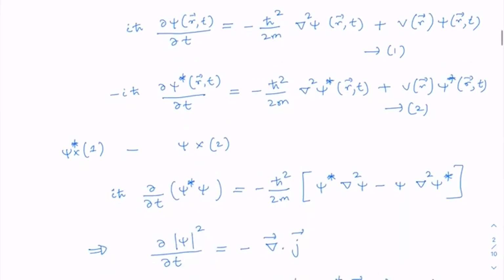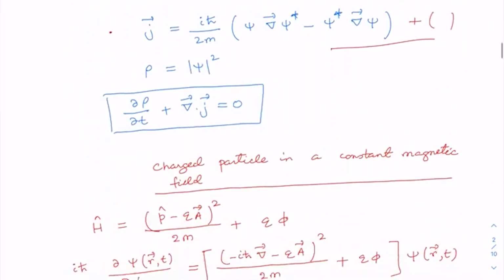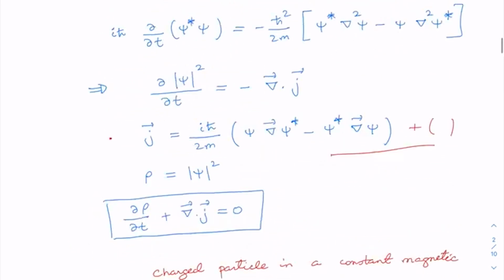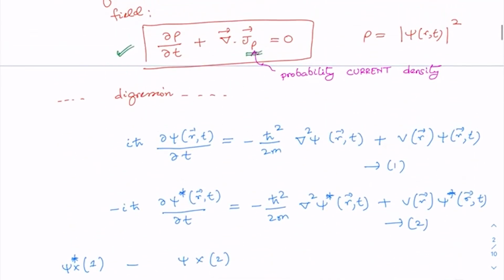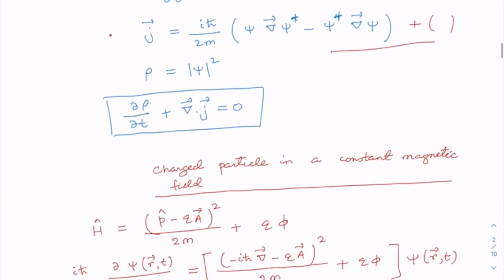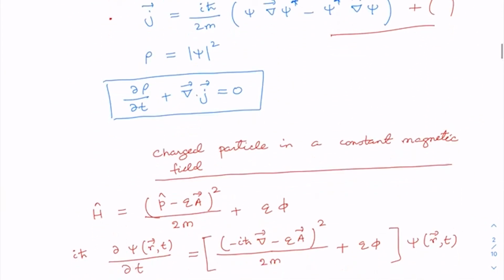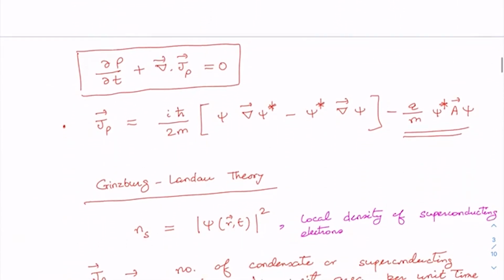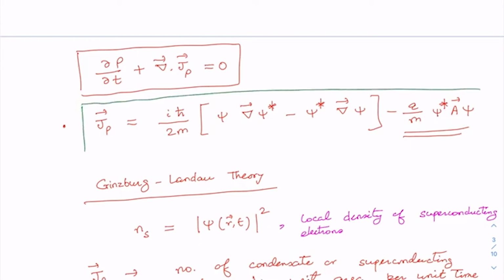I just reminded you how to get it, and the same strategy can be applied to get this particular expression written here, which is for a charged particle in the presence of a constant magnetic field. With a similar strategy, we can get the continuity equation there, where this probability current density is given by this particular expression.